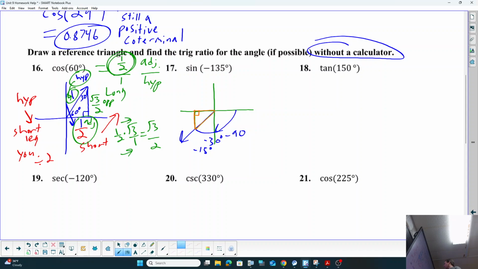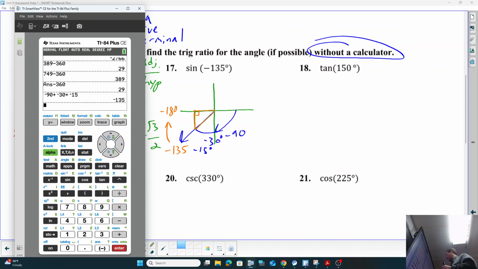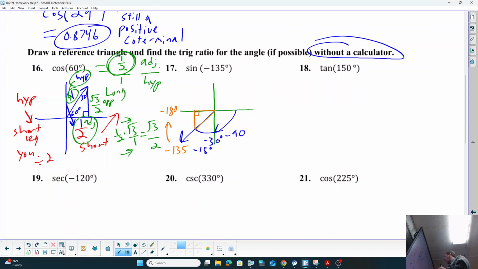Because that's 135, what's our reference angle? So our reference angle is going to be the difference between negative 135 and negative 180. How do I go from 135 to 180? It's either 30 or 60 or 45. I'm going to guess it's 45. So negative 135 plus negative 45 would be negative 180. But the reference angle is always positive. So this is a positive 45 degrees.